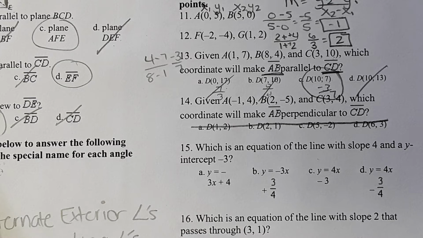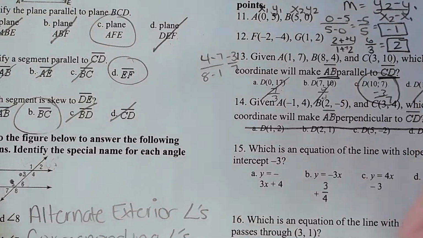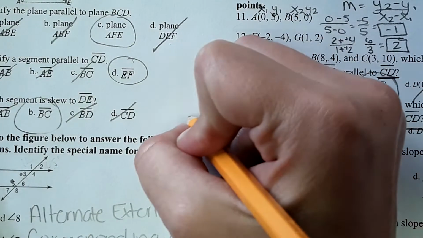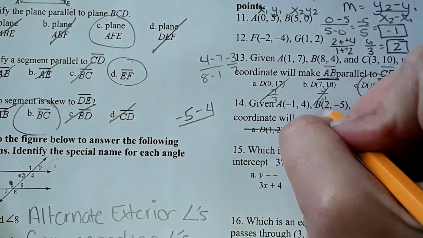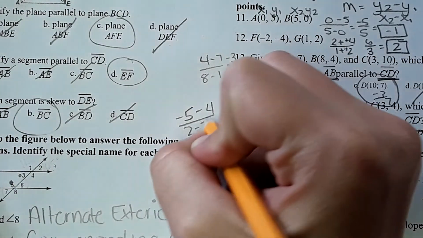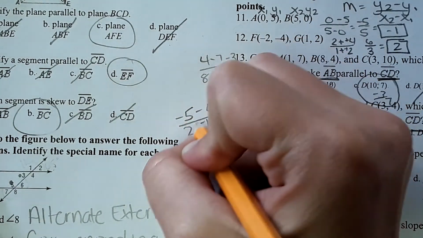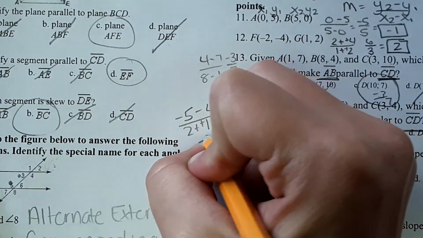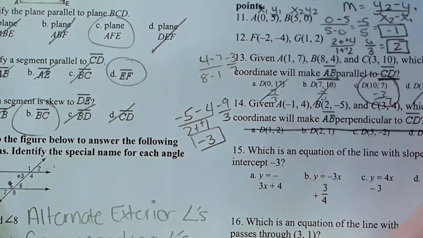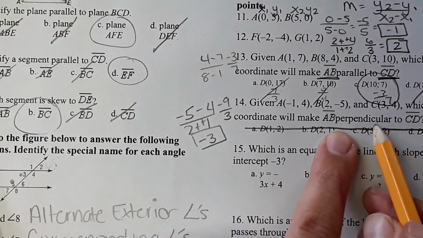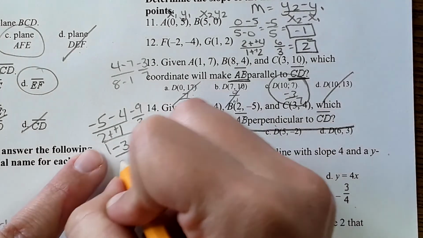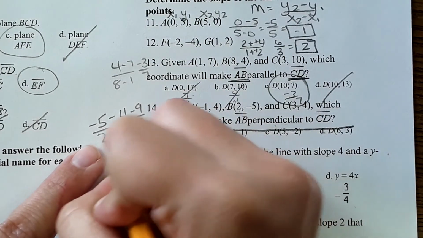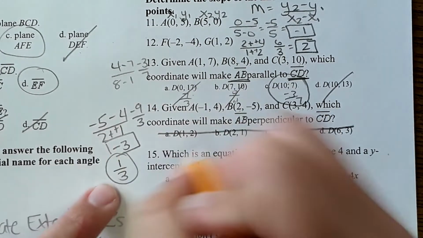For the perpendicular lines, you could graph it, you could use slope. Remember with perpendicular lines, for the first one, if I do -5 minus 4 over 2 minus -1, I get -9/3, so that'd be -3 is the slope of the first line. For a line perpendicular to that, you would be looking for a negative reciprocal. So the negative reciprocal, or opposite reciprocal, would be a positive 1/3 slope for the line perpendicular.